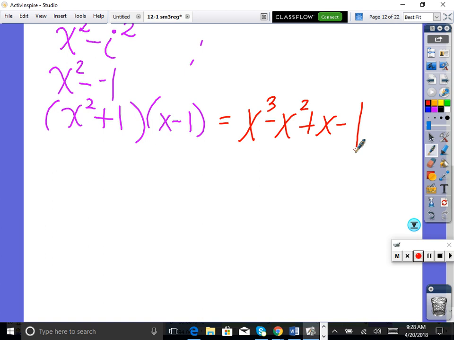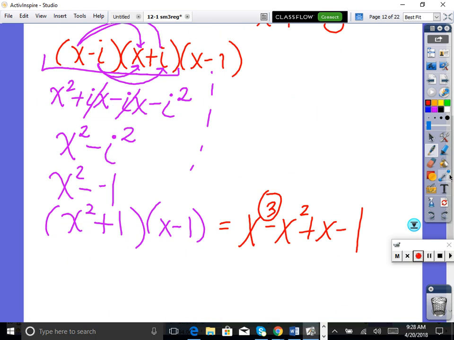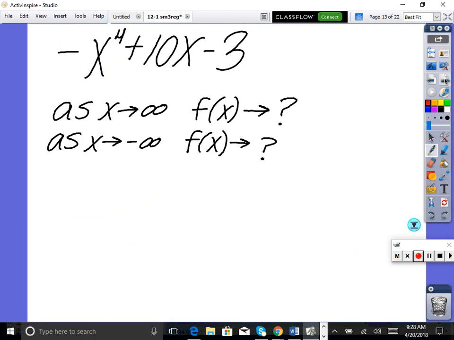Now look, it makes sense. There's a cubic equation. We had our 2 imaginary roots and then 1 real root. Awesome. Okay. Now let's do this one. So it says, given negative x to the 4th plus 10x minus 3, it wants to know, as x is approaching infinity, where is f of x approaching? And as x is approaching negative infinity, where's f of x approaching? So write that down.